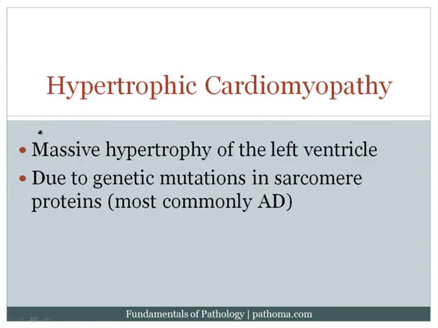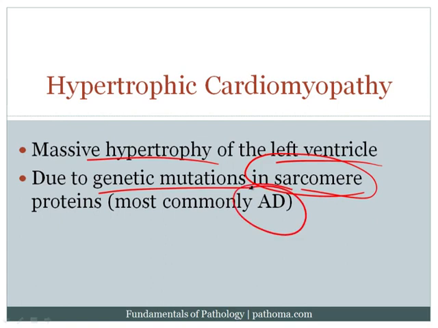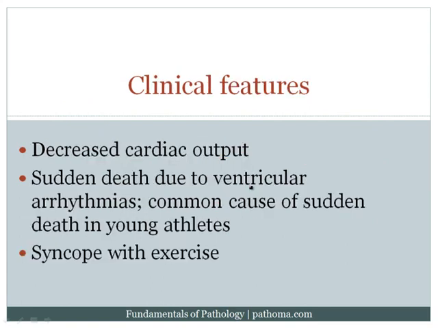Hypertrophic cardiomyopathy is when you get massive hypertrophy of the left ventricle. The most common cause, and of course very high yield, is that you get genetic mutations in the sarcomere proteins, high yield, most commonly autosomal dominant. Now, these patients are going to get decreased cardiac output. And the reason is because the hypertrophy makes the heart wall so tight that you can't fill the heart anymore. Basically, the wall becomes so full of muscle that you lose compliance. And so you get a diastolic dysfunction where you can't fill the heart. At the same time, the patients can get sudden death due to ventricular arrhythmias.